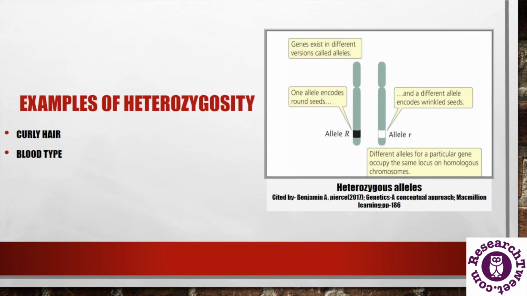Now, here are some examples of heterozygosity, which include curly hair in humans and blood type having different antigens like A, B and O antigens. In this diagram, there are two homologous chromosomes having different alleles for a specific trait, which are denoted by capital R and small r, from which capital R indicates the dominant allele and small r denotes the recessive allele. It is called heterozygosity, where the particular homologous chromosome consists of two different alleles for a specific trait.